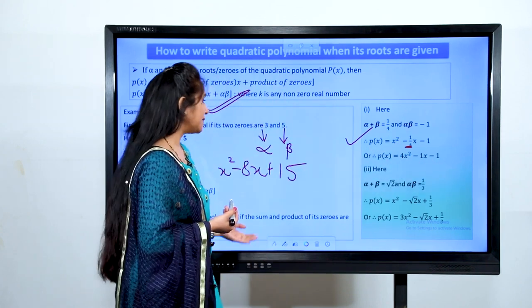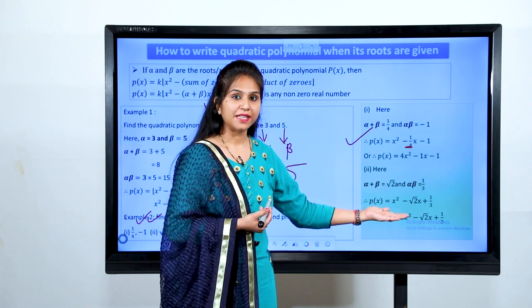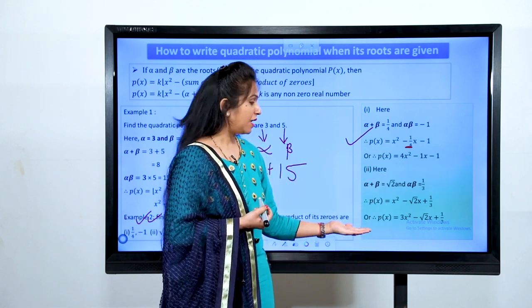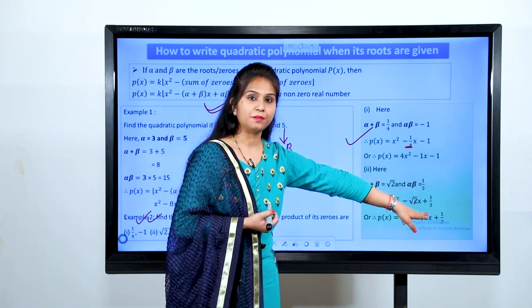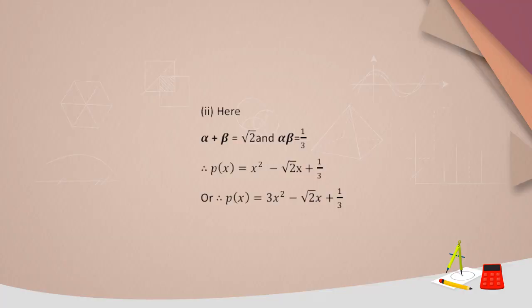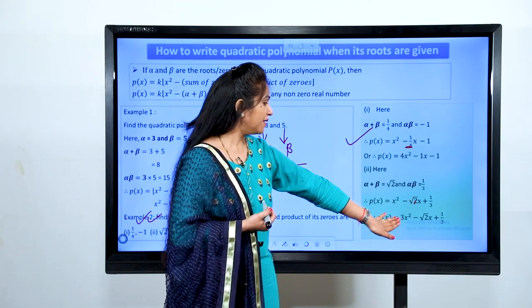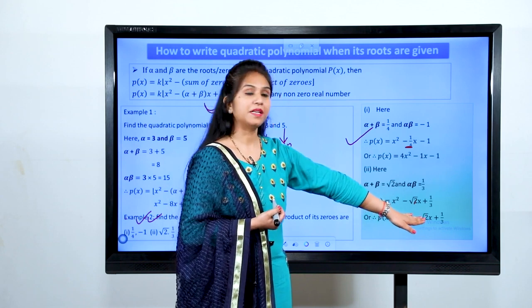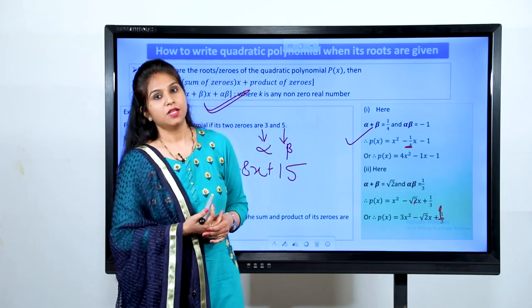And similarly, in the second example, the sum is given to you as root 2 and the product is 1 by 3. So again put this sum and product in the expression. Your polynomial will become x square minus sum, root 2 x, plus product, that is 1 by 3. Again you can see in this example we have 3 in the denominator. You can multiply the whole equation by 3 to reduce this to a simple form. So your equation will reduce to 3x square minus root 2 x plus, here it will be only 1, not 1 upon 3. So that's it.